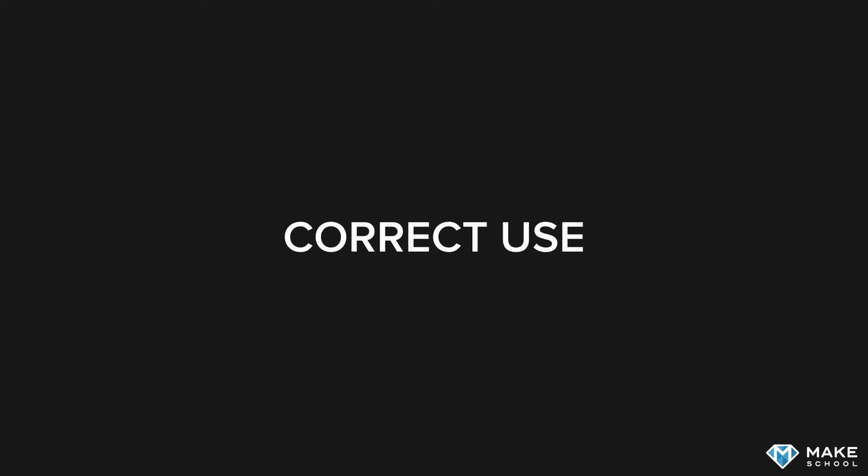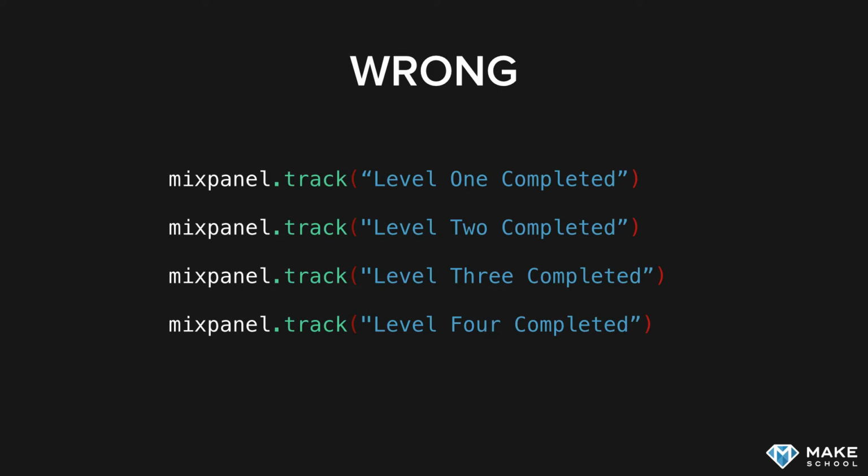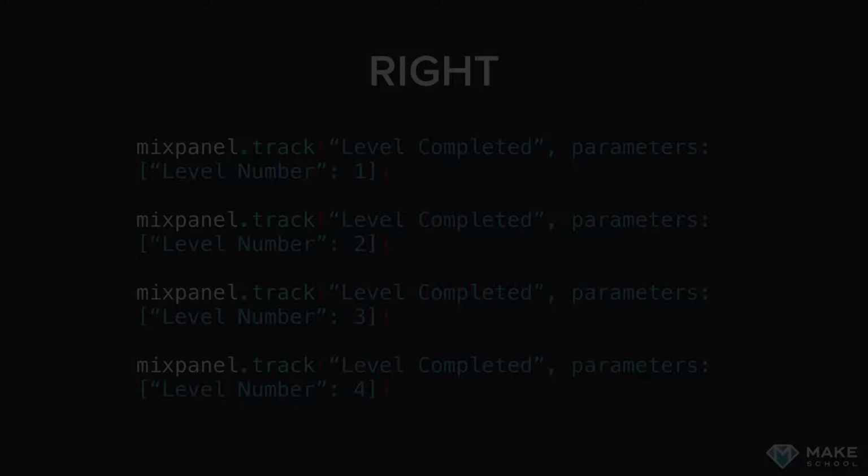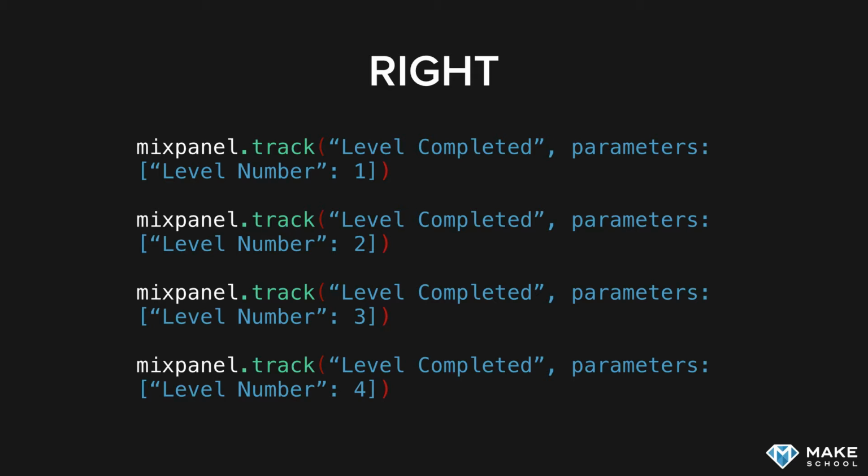This is very important because what you do here impacts how much you can actually analyze your data later. This is a common incorrect use of analytics in a student's project. The core action is completing a level, but the student here has created a different event name for every level completed. This is the right way to do it with Mixpanel, using parameters.